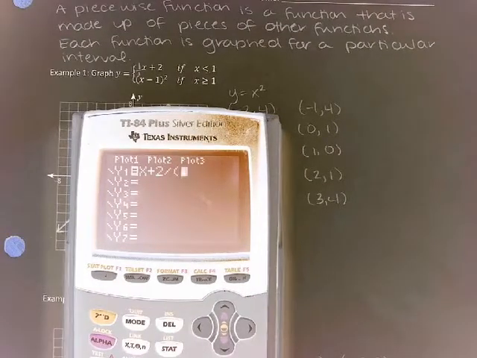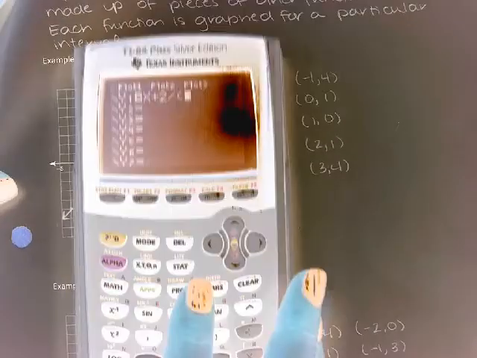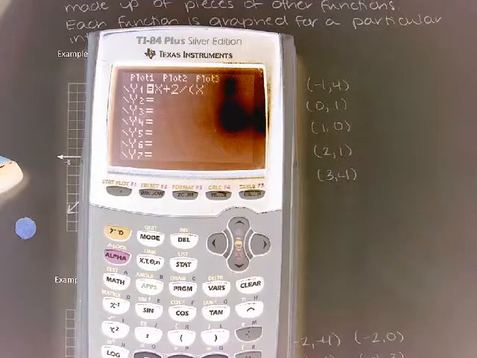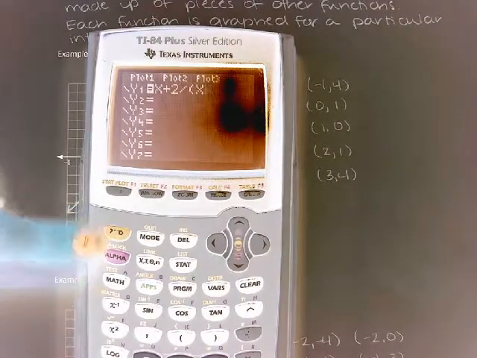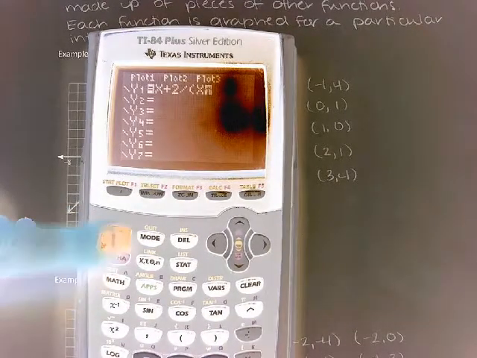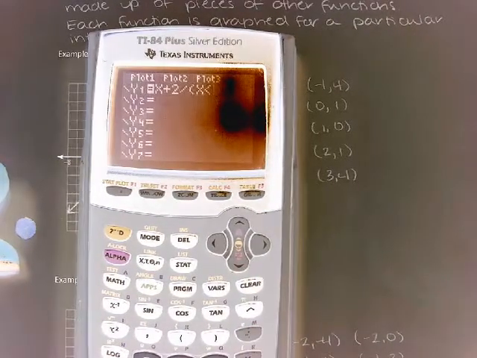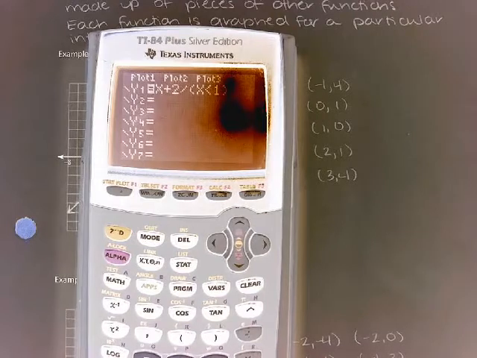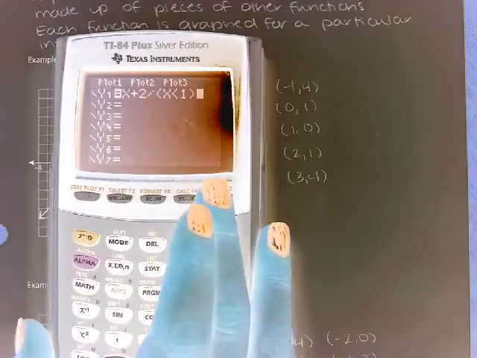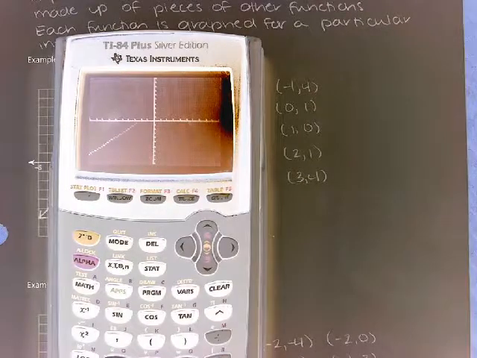And so what you do now is you type x, and to get the less than symbol, you do second math. Second math is less than 1. All right. And if you hit graph, it will graph that line, but it will stop at 1. See that?